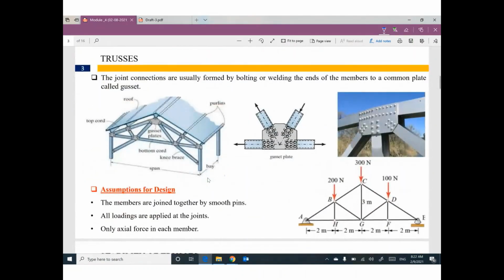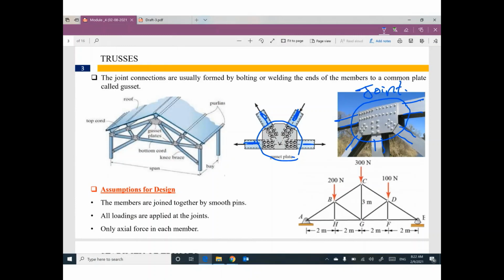The member can be connected. This is a member, this is a member, this is a member, and we have another member, all of them connected together by this joint. We have different techniques to support or to join these members together by rivet, by bolts, by welding. It's not our issue in this course. So the actual connection between members, something looks like this. It's called gusset plate.